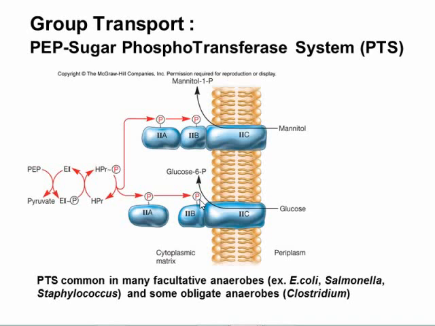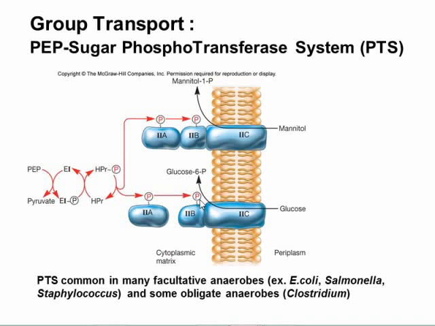So that's why group transport or a phosphotransferase system is common in many anaerobes. E. coli, Salmonella, Staphylococcus, and obligate anaerobes. But you don't find it in obligate aerobes, like, I don't know, Pseudomonas species.